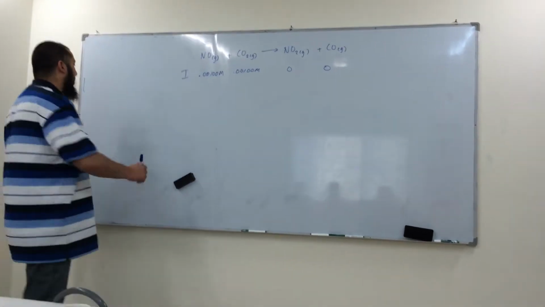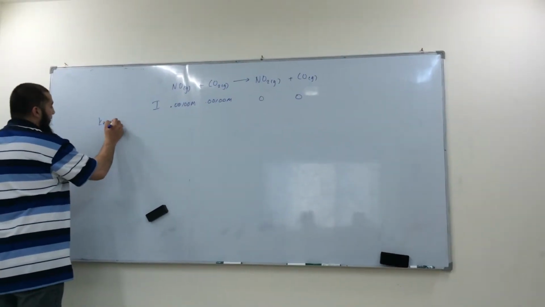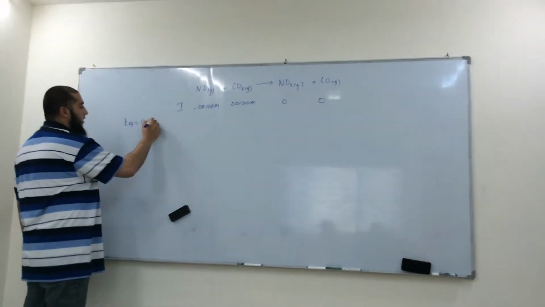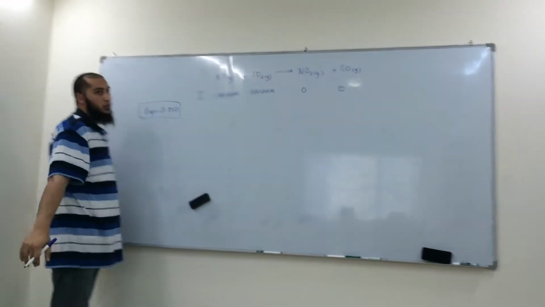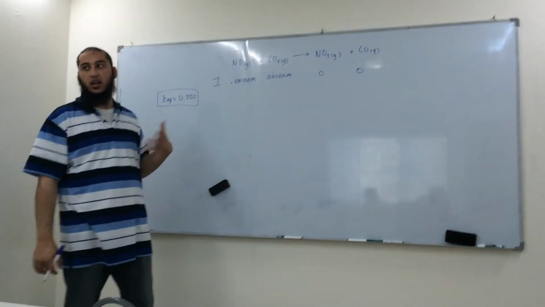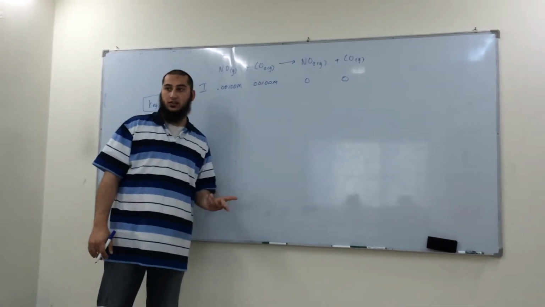Okay, they also gave you a K equilibrium of 0.25, right? Now, from this K equilibrium, what do you automatically know? Which way is favored? Favors the reactant side because it's less than 1, right? If it's greater than 1, it would favor the product side.